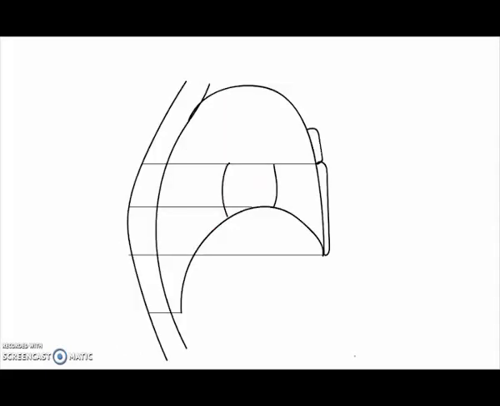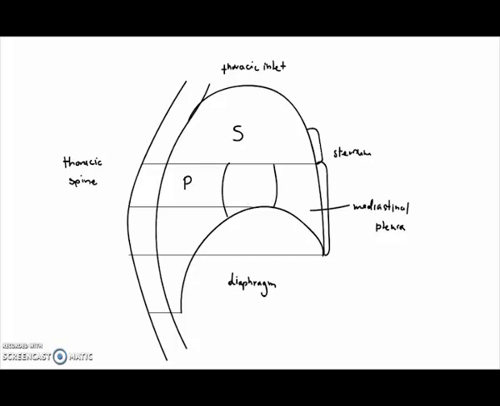We will now look at the mediastinum. The mediastinum is the central part of the thoracic cavity between the lungs. The boundaries of the mediastinum are the thoracic inlet superiorly, the sternum and costal cartilages anteriorly, the thoracic spine posteriorly, the diaphragm inferiorly, and the mediastinal pleura laterally. It is divided into 4 smaller cavities, the superior, posterior, anterior, and middle mediastinum.